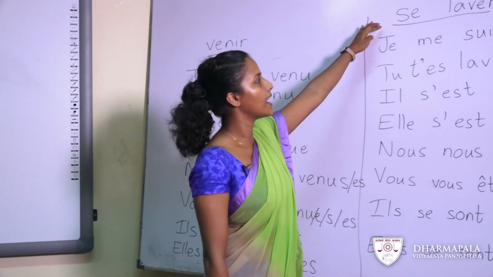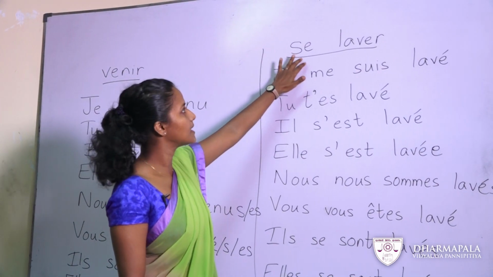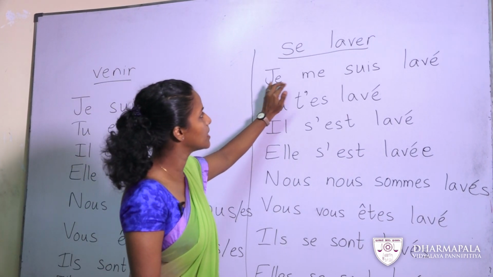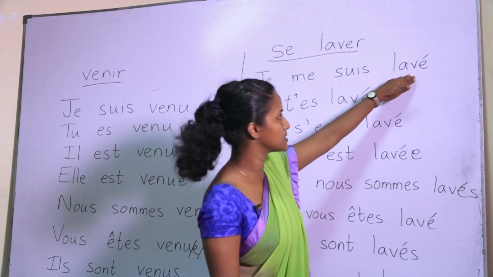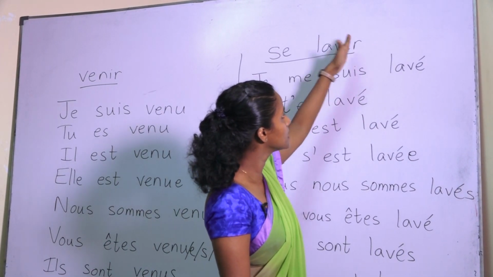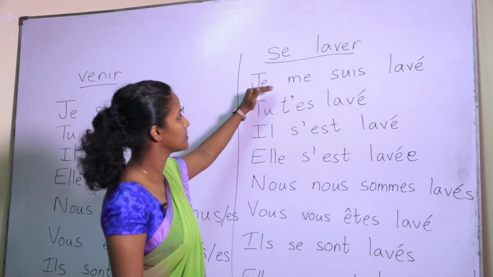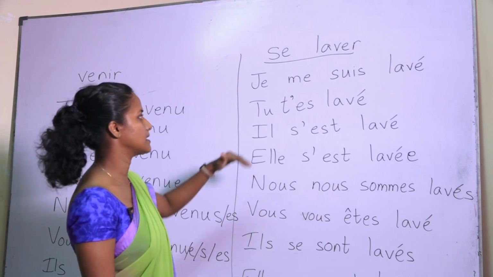And here I have taken an example from pronominal verbs, se laver, to wash oneself. So here, je me suis lavé, this is easy to make the past participle, this is an ER verb. So we have cut off the R and just added the accent. So je me suis lavé, I have washed myself, or I washed myself.